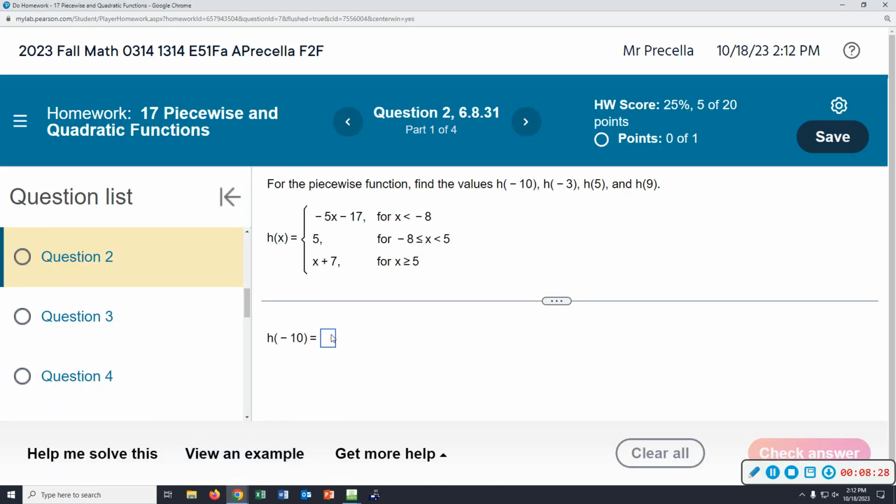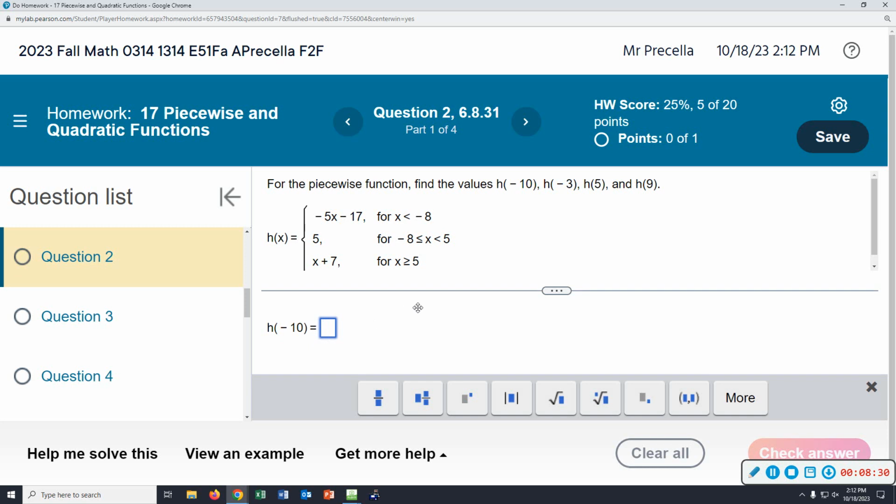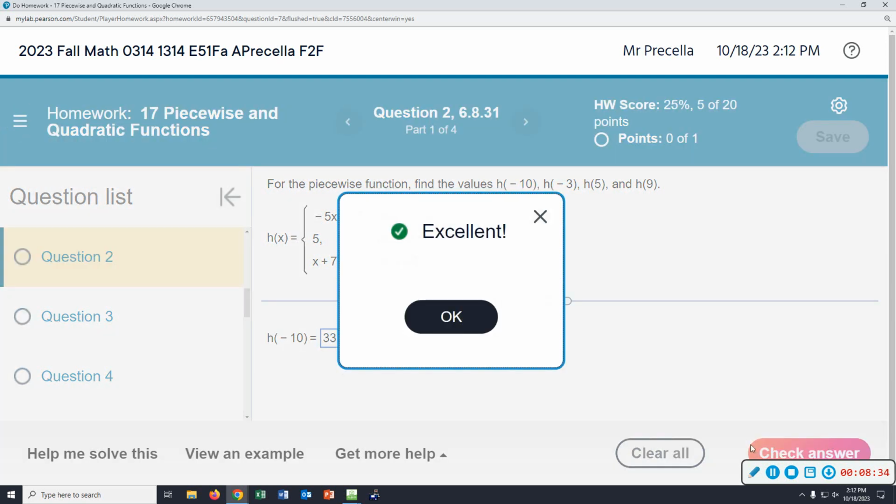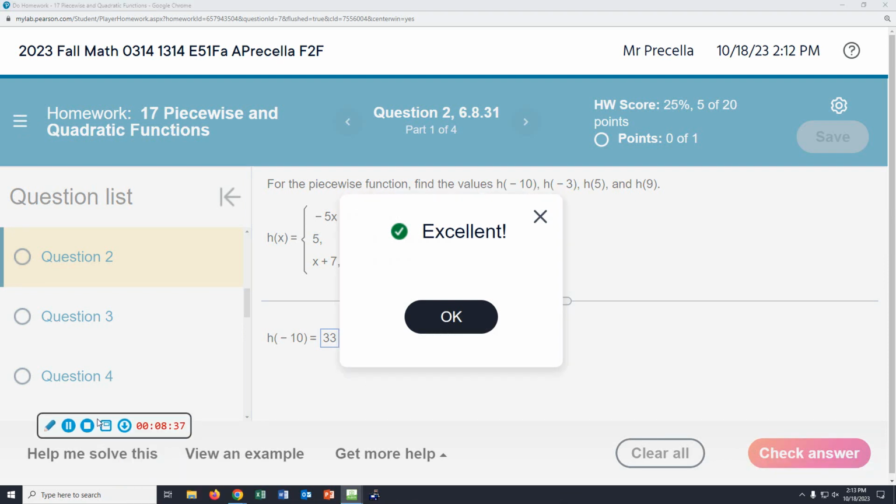We're doing 2 things with piecewise functions. We're evaluating them and we're graphing them. The first thing we're doing here is just evaluating. By evaluate, you mean plugging in. But you've got to figure out which piece to plug into.